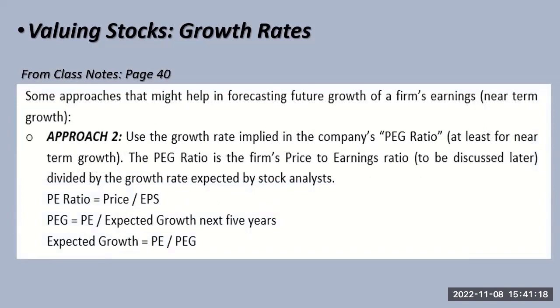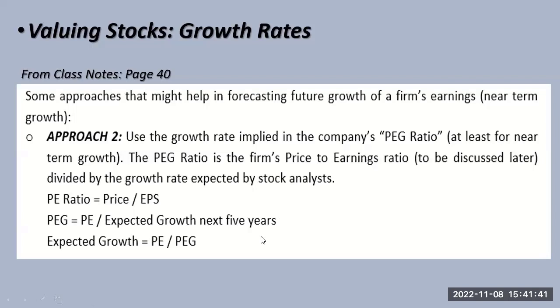What does the market think your stock's going to grow? We can find that in what's called the PEG ratio. So the PEG ratio, we're going to talk about PE ratios later, but the PEG ratio is you take the PE ratio, which is price over earnings per share. The PEG ratio takes that PE ratio and divides it by what the market thinks growth is going to be the next 5 years.